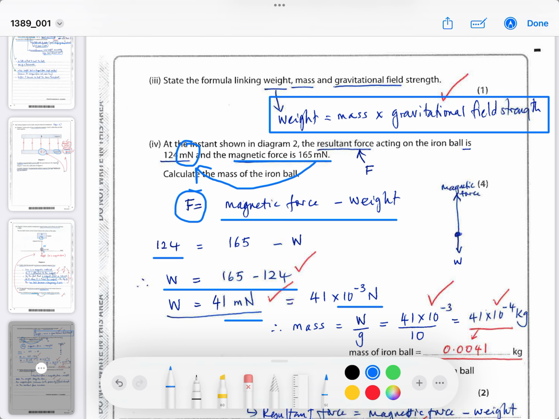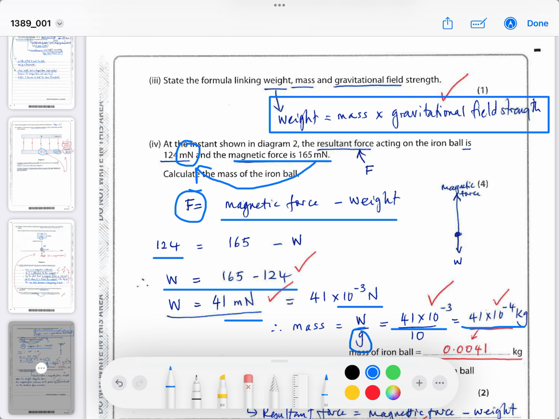So once you know it's 10 to the minus 3 newtons, you have to put it as 41 times 10 to the minus 3 in the equation to be able to divide it by the gravitational field strength, which on Earth is always 10. Remember, this g on Earth is always 10, it is given to you. So you divide 41 times 10 to the minus 3 by another 10. It becomes 41 times 10 to the minus 4.